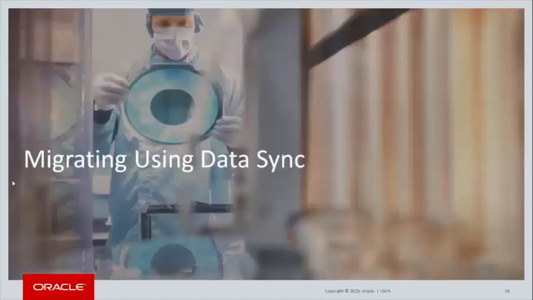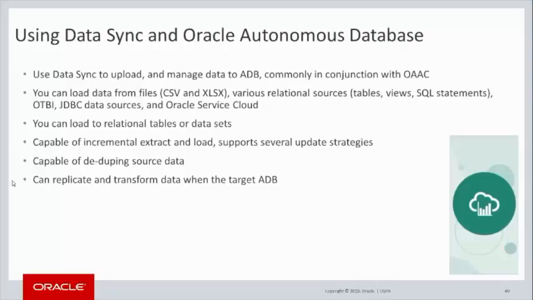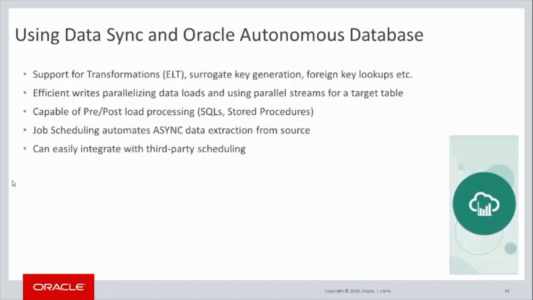Now let's look at what's entailed in migrating using DataSync. Use DataSync to upload and manage data to Autonomous Database, commonly in conjunction with OAAC. You can load data files, CSV, and Excel, various relational sources, tables, views, SQL statements, OTBI, JDBC data sources, and Oracle Service Cloud. You can load through relational tables or datasets. Capable of incremental extract and loads, it supports several update strategies. Capable of deduping source data, and you can replicate and transform data when the target is Autonomous Database.